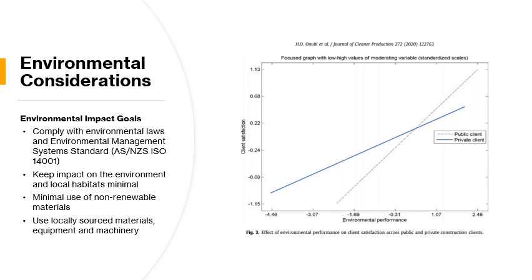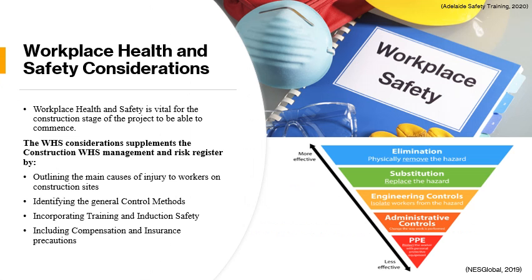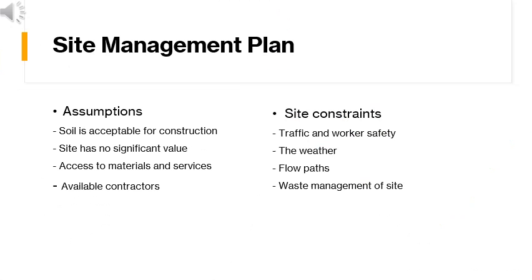The environmental considerations gives an introduction to the environmental management plan, outlining the environmental goals of the project and demonstrating the importance of environmental performance for stakeholder satisfaction. Health and safety is vital for the construction stage of the project to commence. The WHS considerations emphasizes the main causes of injury to workers on construction sites, control methods, training and induction, and compensation and insurance. It was assumed that the soil was sound for construction, the area had no significant value, and the site had access to all essential services.